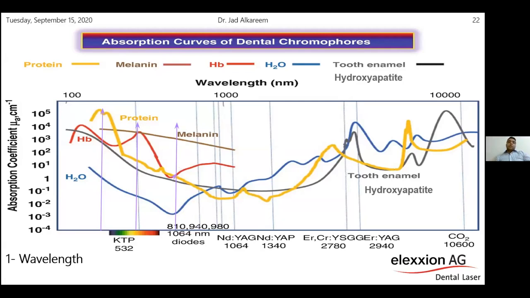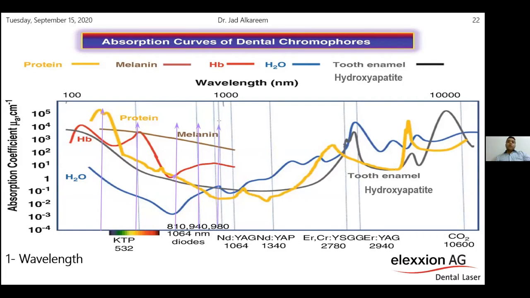Then we go to the 940. You can see it has a lower absorption into the melanin compared to the 810, but a little bit higher absorption into the hemoglobin compared to the 810, and the absorption into the protein, water, and hydroxyapatite is almost, I can say, the same.